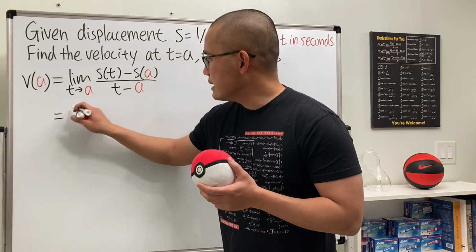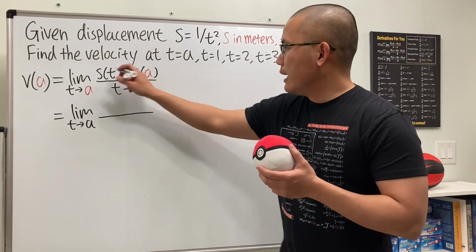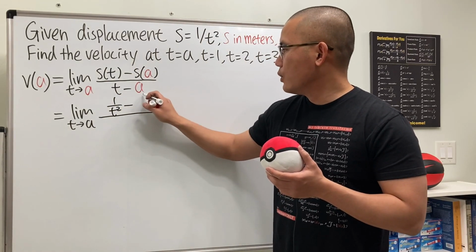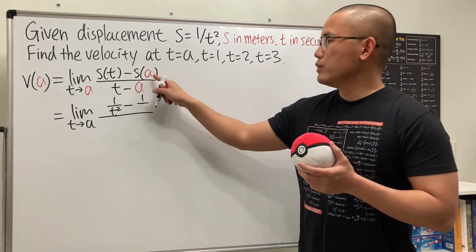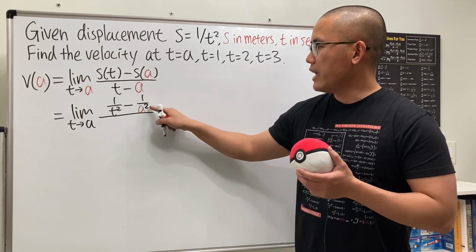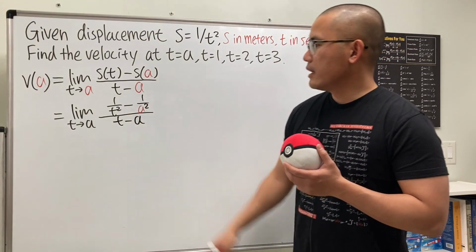Here we are going to get the limit as t goes to a. s of t is just 1 over t squared, that's good, minus 1 over, well, just put a in here, so we have a squared here. So that will give us s of a. And then on the bottom, we still have the t minus a.